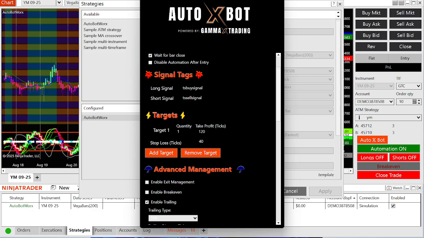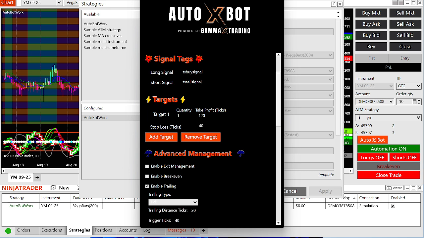So I have my take profit set at 120 ticks and my stop loss set at 40. With one mini, it is $5 a tick. One tick is 1 point on YM if you don't already know. So a 40-point stop loss at $5 a tick is a $200 stop loss, which is very suitable for the larger accounts. And that would be obviously a $20 stop loss on one micro.